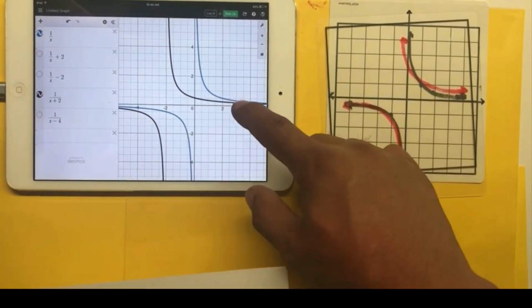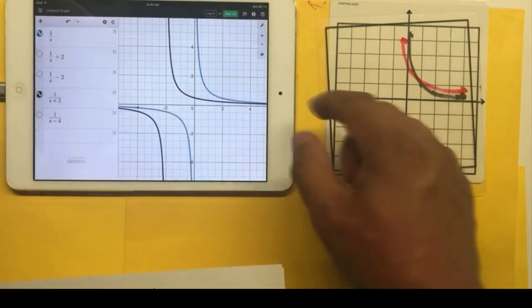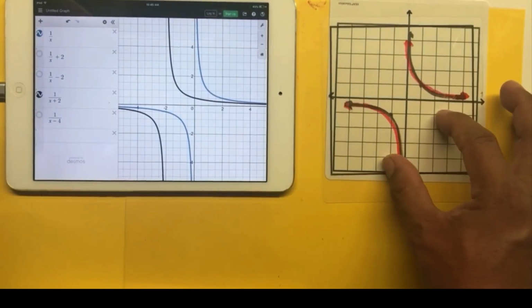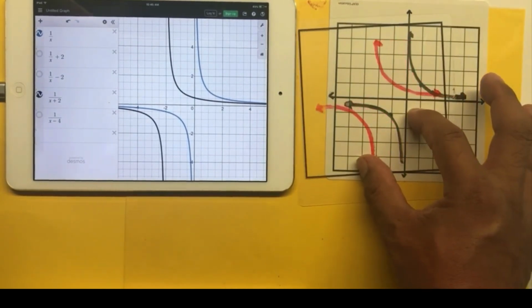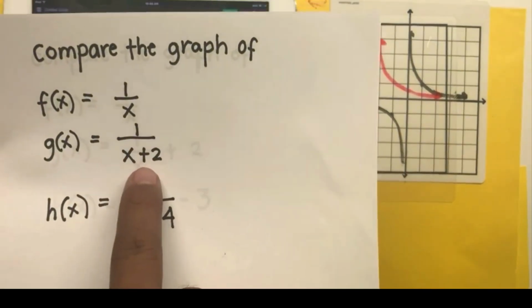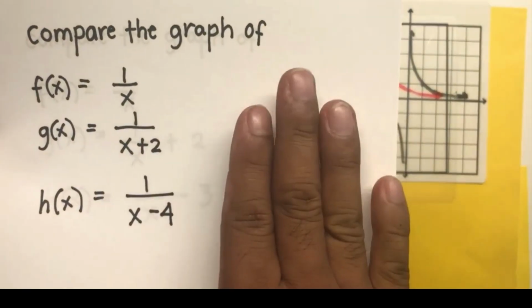The blue one was translated to the left 2 units. So it's like this. You have the original function, you move that 2 units to the left, 1 and 2. That resulting graph is now the graph of 1 over x plus 2. So we just move it to the left.